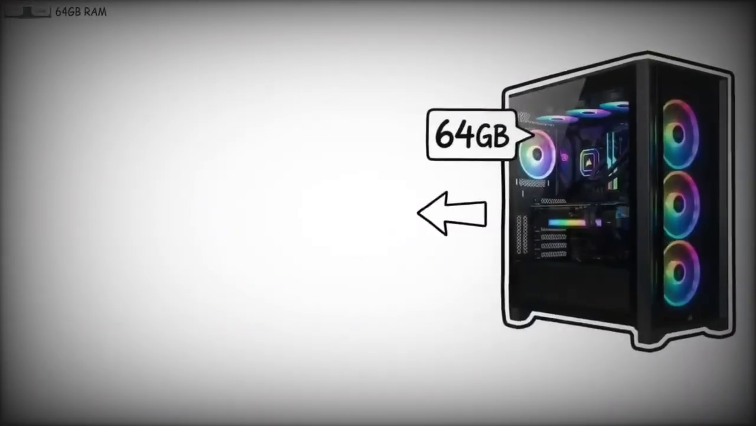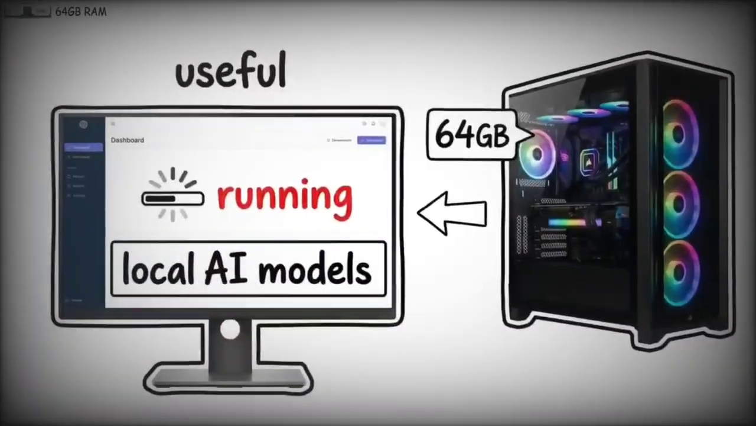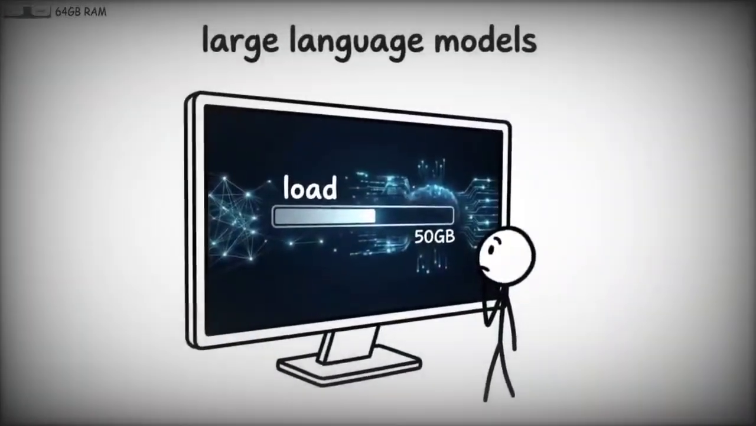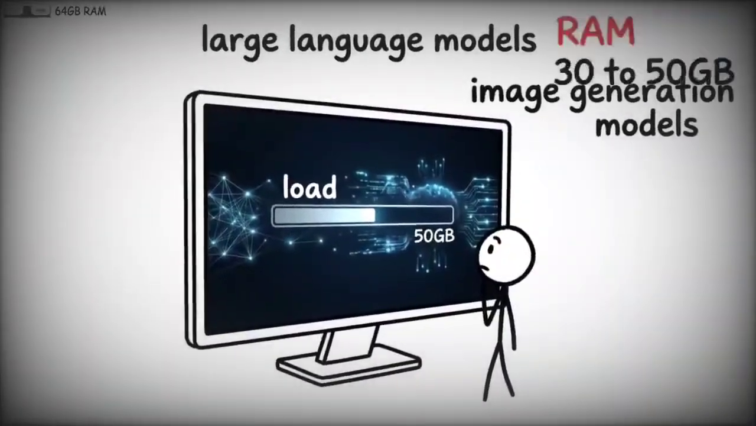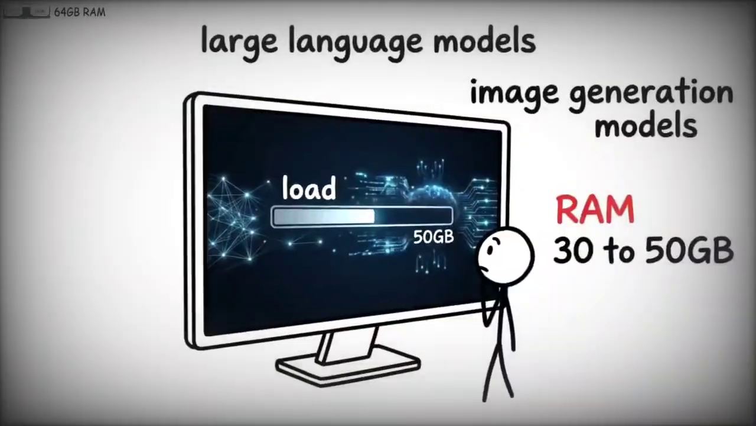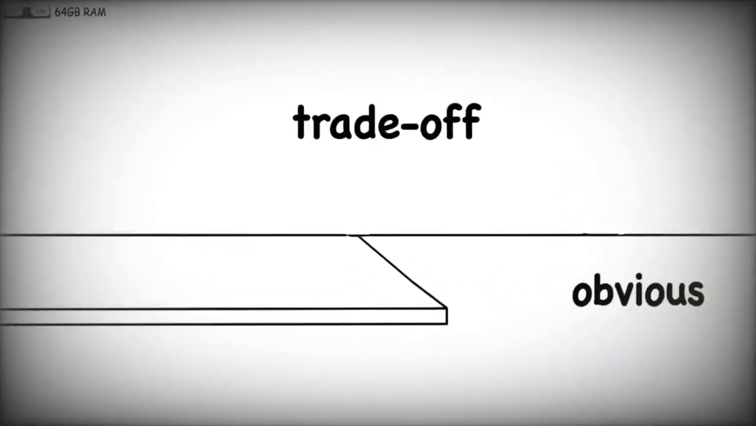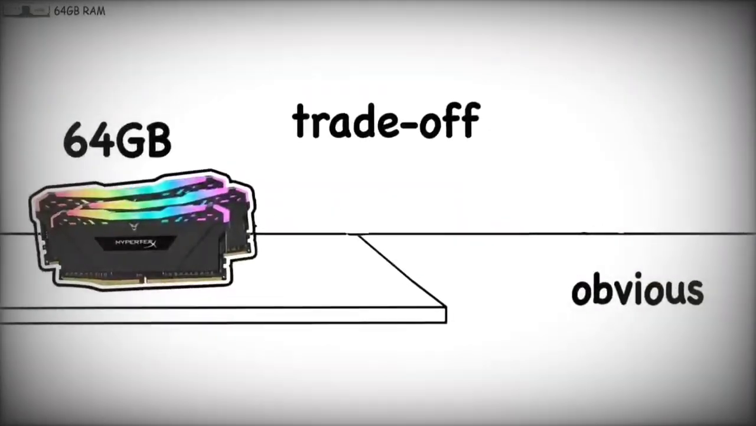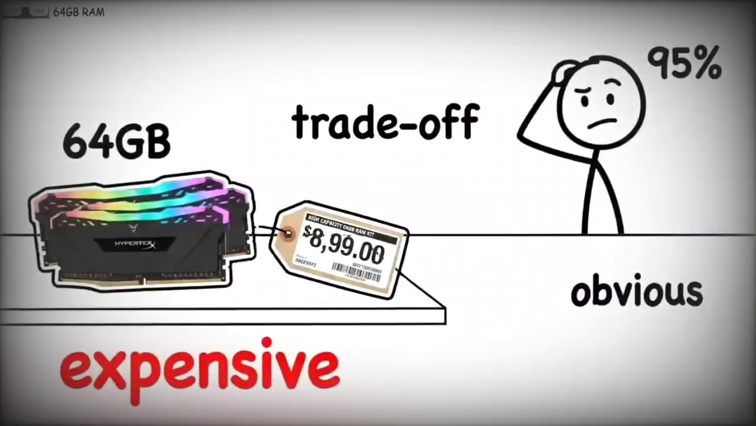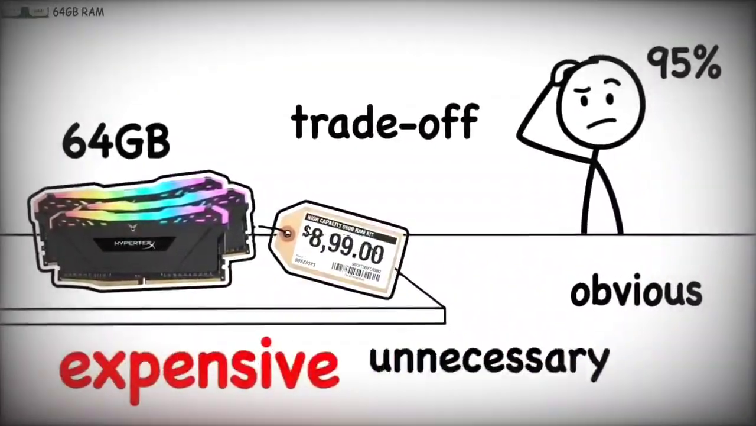64 gigabytes is also useful for people running local AI models on their PCs. Some large language models and image generation models need 30 to 50 gigabytes of RAM just to load. The trade-off is obvious. 64 gigabytes is expensive, and for 95% of users, it's completely unnecessary.